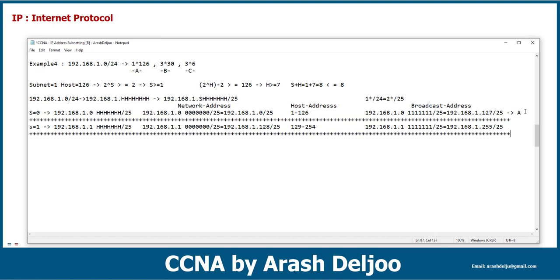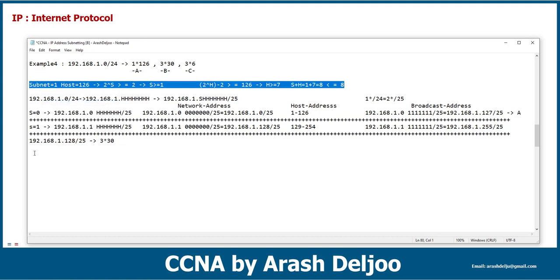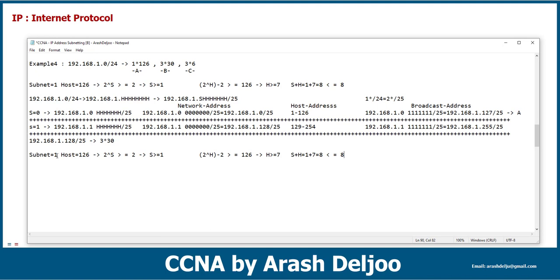And now I'm going to solve part B. Look at here, we have this network, 192.168.1.128/25, and we need to create 3 networks. In each network we have 30 IP addresses. Again, we need to do the same process. Let me copy this part of the configuration, and we can do the same process. We need 3 subnets, and in each subnet we have 30 hosts.